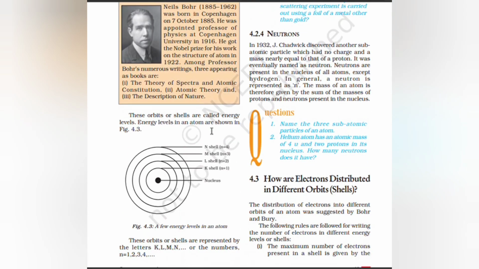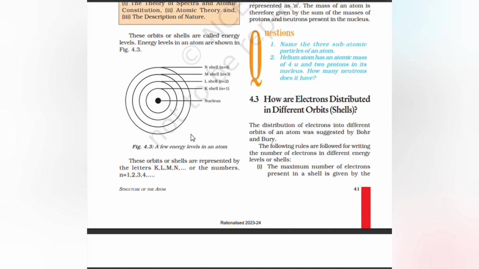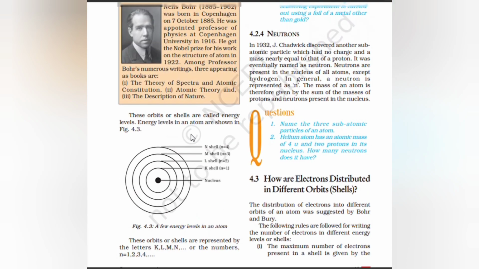These orbits or shells are called energy levels. Energy levels in an atom are shown in the figure: N shell, M shell, L shell, K shell and nucleus. These orbits or shells are represented by the letters K, L, M, N or the numbers n = 1, 2, 3, 4.